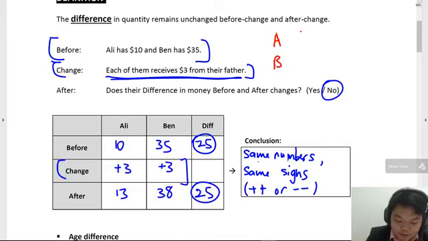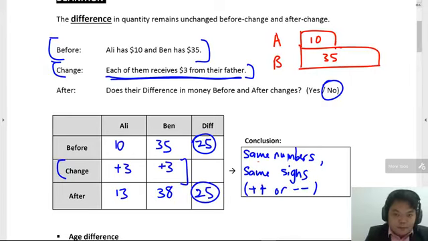Now, between A and B, A already has got $10, B already has got $35. Okay, so there are two ways you can represent this plus 3 change for both of them. The first way is to add the 3 over here, like what you would usually do. But if you do it this way, it may be a bit difficult to deduce what needs to be done next.